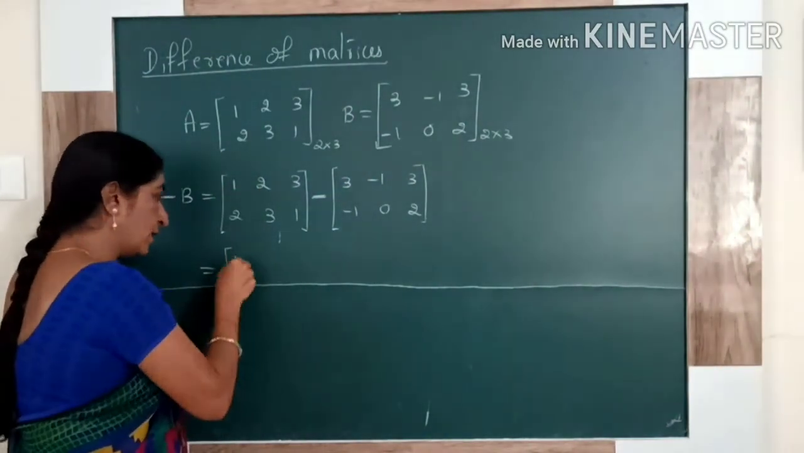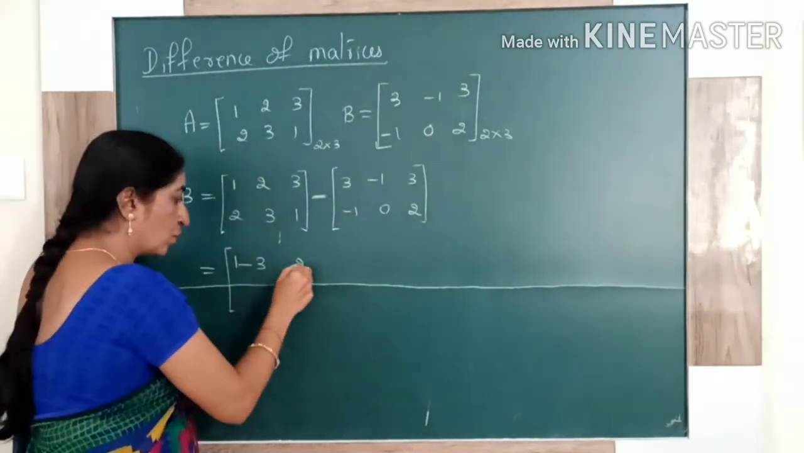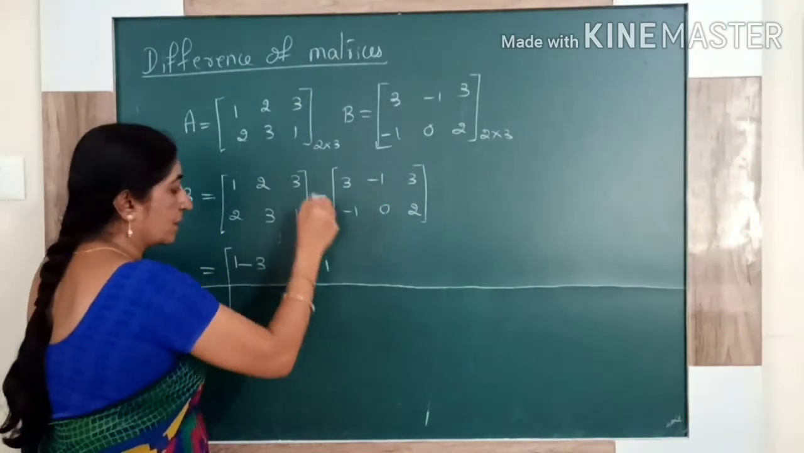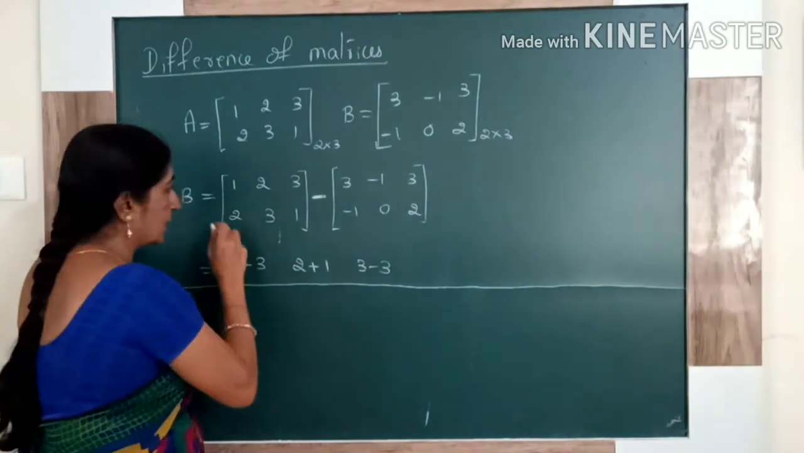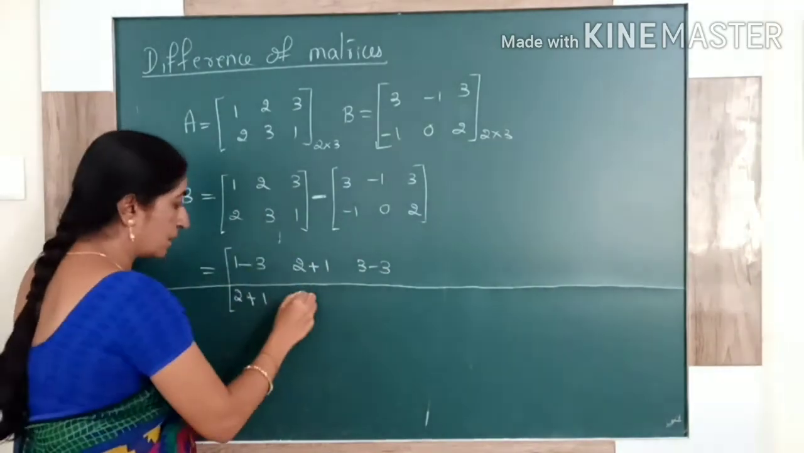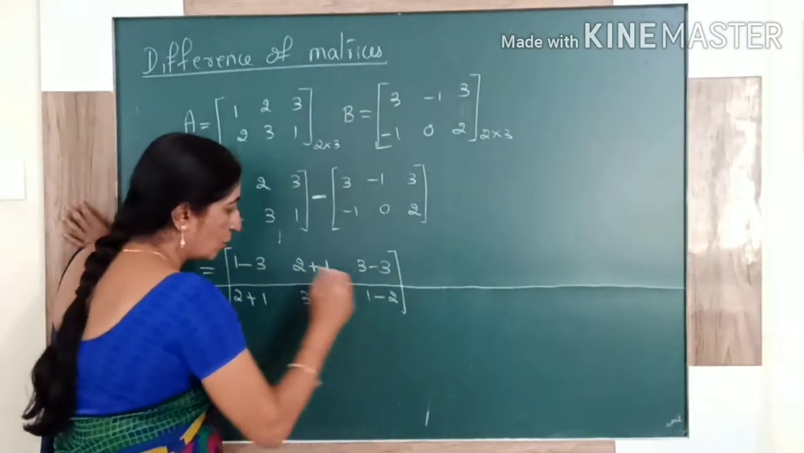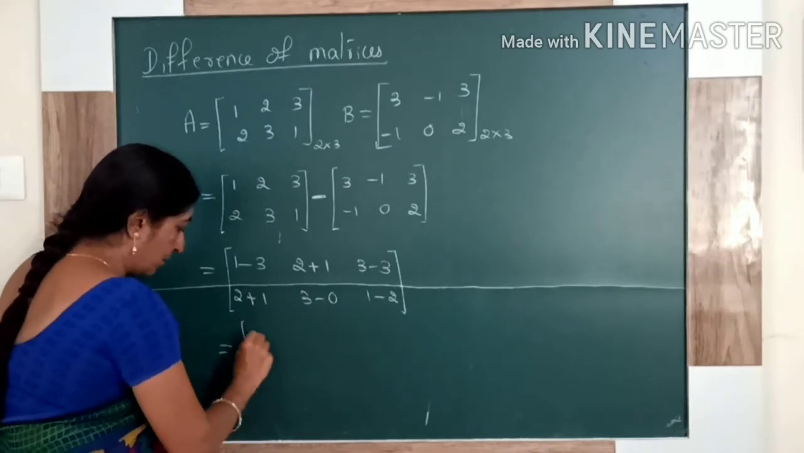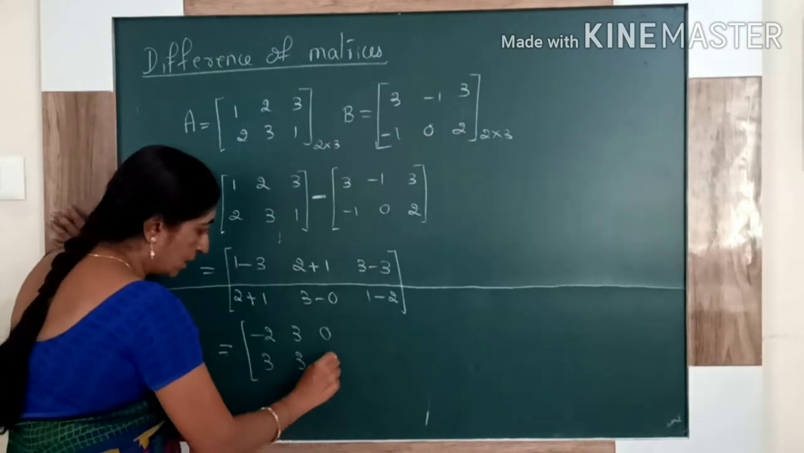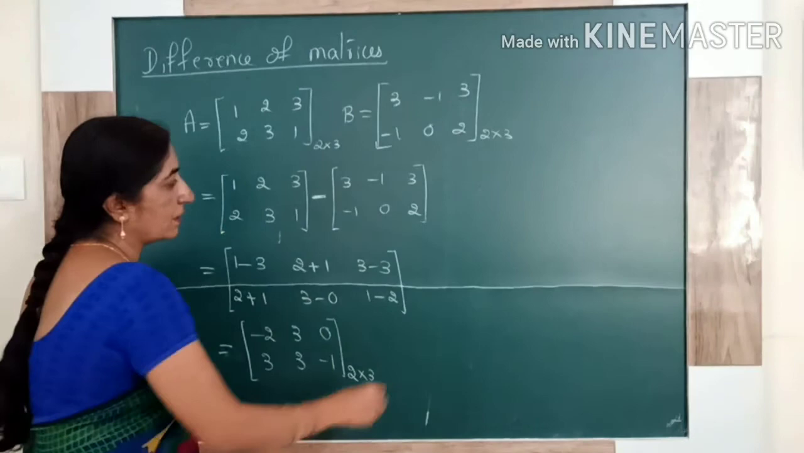First element 1, here first element 3; middle minus 3, next one 2. We are doing subtraction, minus into minus is plus. Here also minus into minus is plus, then 3 minus 0, 1 minus 2. It is minus 2, 3, 0, 3, 3 minus 1. See, students, they also have the same order 2 by 3.